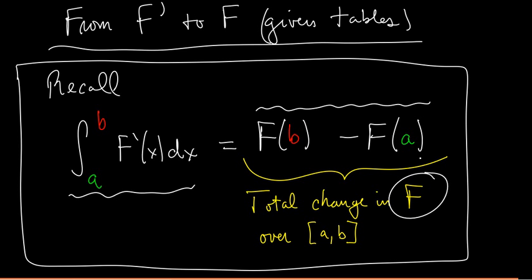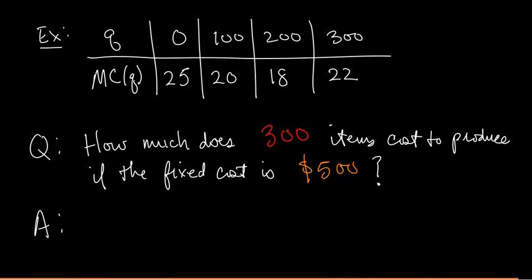So let's consider this example. You have this chart of Q and MC. Of course MC is the marginal cost. And the question is, how much will it cost to produce 300 items, Q being the number of items, of course, if you're given that the fixed cost is $500? So what are you going to do?